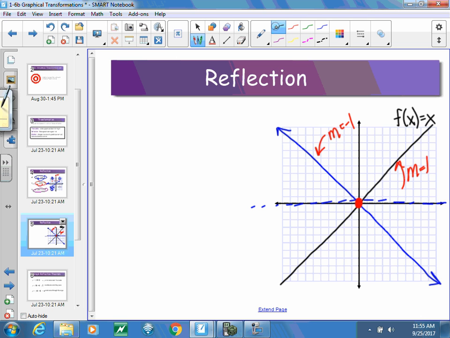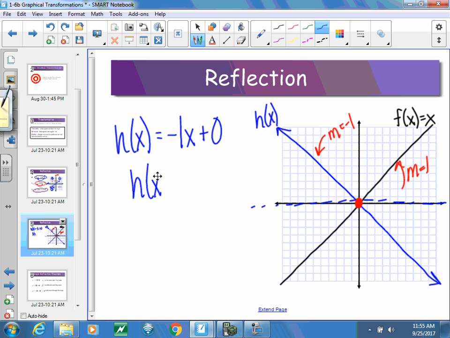When thinking about that then, if I'm looking at this function being, we'll say, h of x, then it is going to have a different slope. It's going to be negative 1x. It'll still be plus 0, so h of x is going to equal negative x, when f of x was equal to positive x. Now that's a reflection over the x-axis.